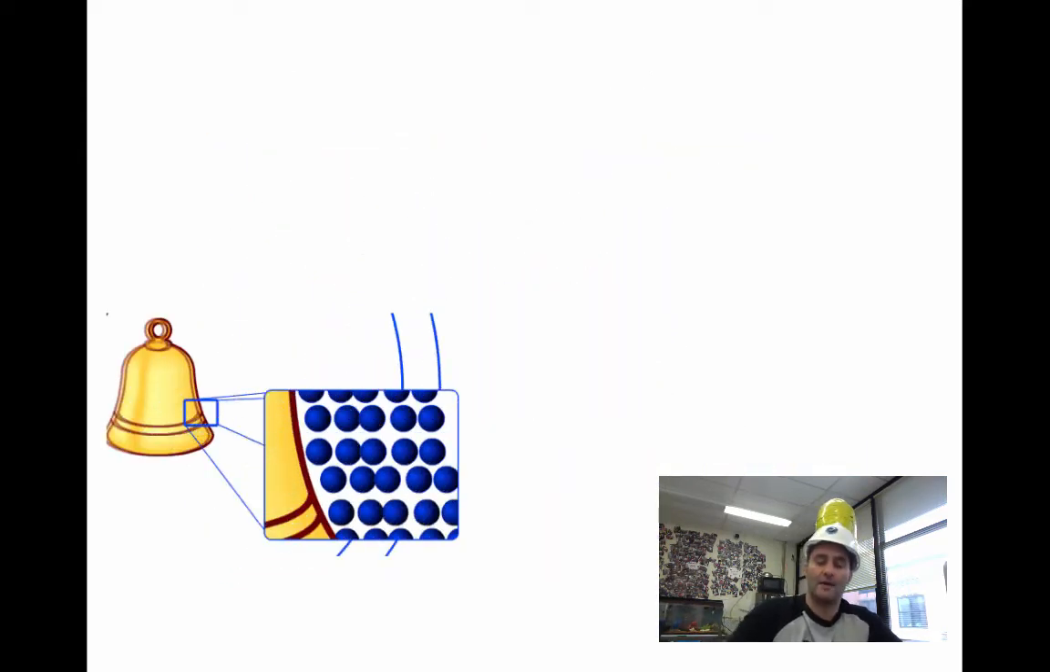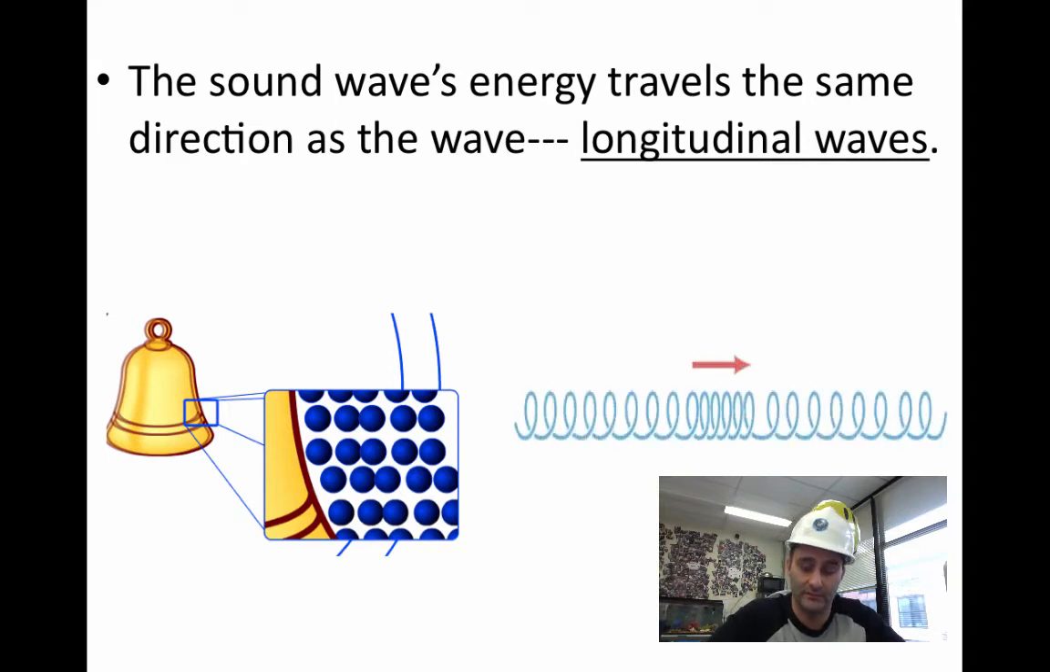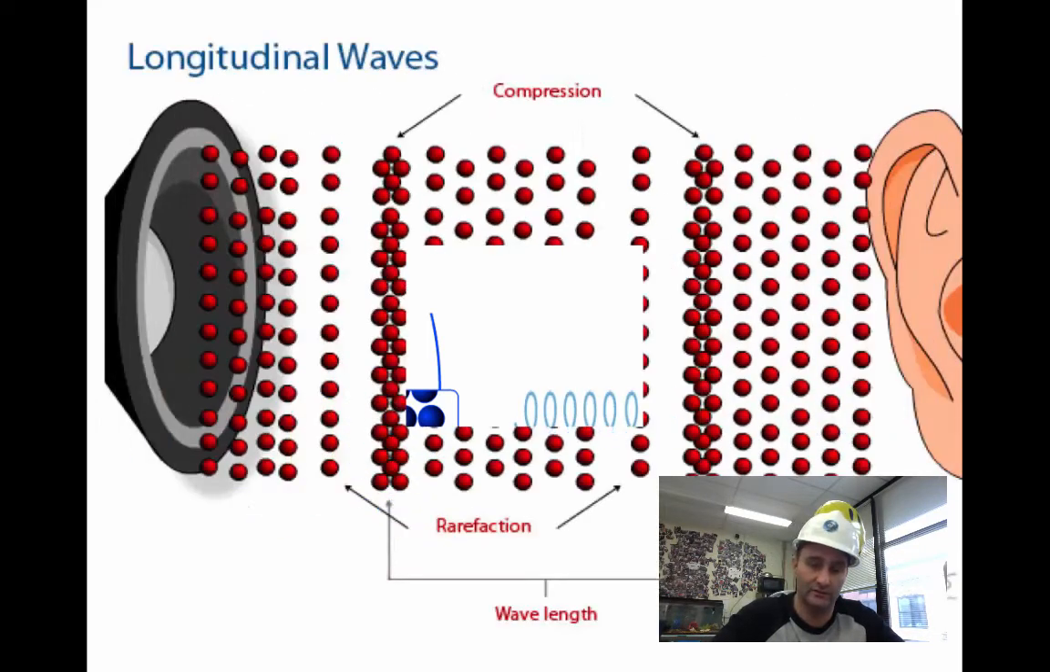Alright, so the basics. Again, sound is caused by something vibrating. This vibration causes the air molecules next to it to press into each other. And this causes what we call a longitudinal wave. So the sound wave's energy travels in the same direction as the wave, and this is what we call a longitudinal wave. Everybody got longitudinal wave?